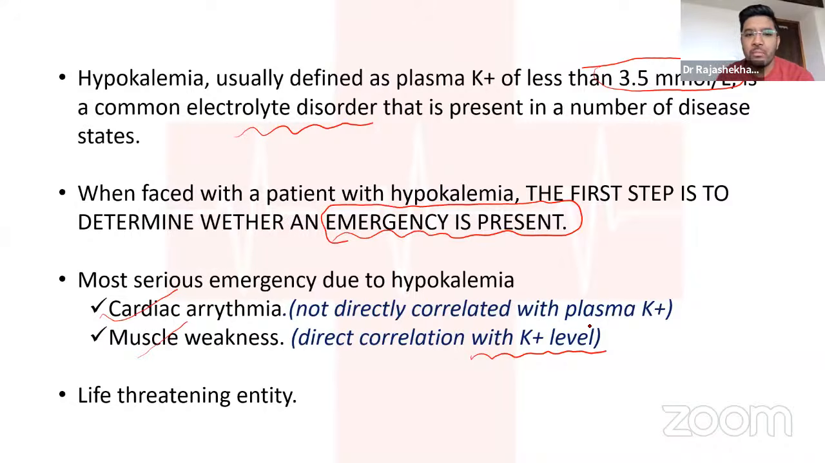Whereas cardiac arrhythmia may not directly correlate with the plasma potassium. What does this mean? This means even with very mild hypokalemia, a patient can have cardiac arrhythmias in some predisposing conditions. Like if the patient already has some organic heart disease, or if the patient is on antiarrhythmic drugs, or if the patient is on digoxin, even a mild hypokalemia can cause cardiac arrhythmia. Whereas in some patients, even if the potassium is severely low, they may not have any cardiac arrhythmia. So cardiac arrhythmia is an emergency of hypokalemia which may not correlate with the plasma potassium level. Irrespective of the plasma potassium drop, your patient can experience cardiac arrhythmia.